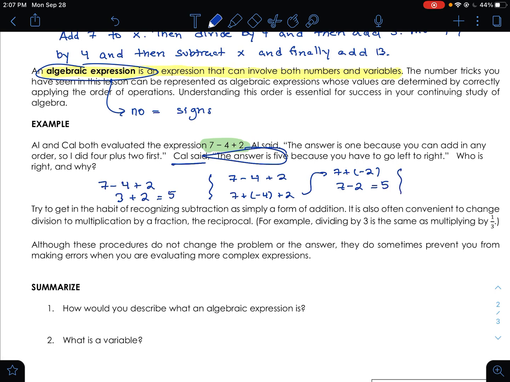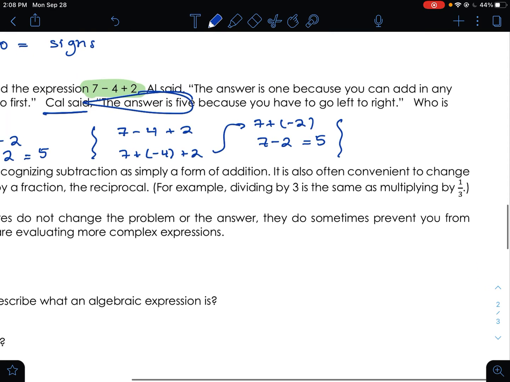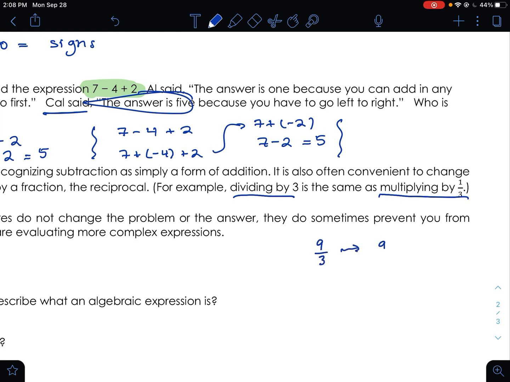What I want you to remember is that you need to pay attention to the minus signs. Subtracting something is the same thing as addition, which is why you're able to do addition and subtraction left to right or in any order you want, because they are technically the same thing. Finally, there is something to say about dividing and multiplying. If you take the number 9 and divide it by 3, that is the same as taking the number 9 and multiplying it by 1/3. So you're able to switch between multiplying and dividing, because technically you're doing the same thing.